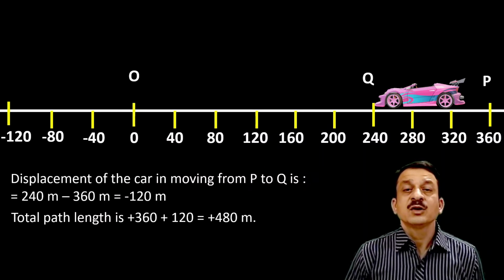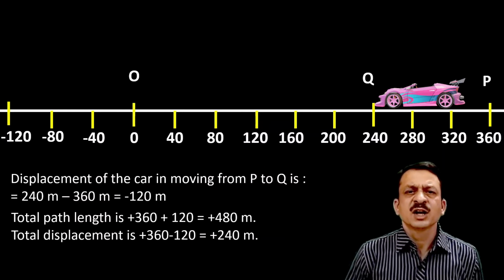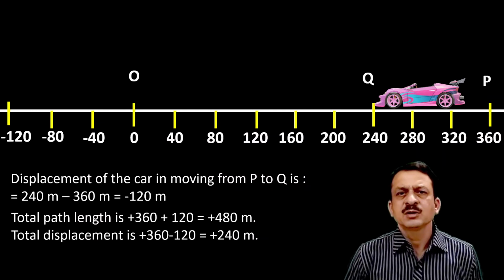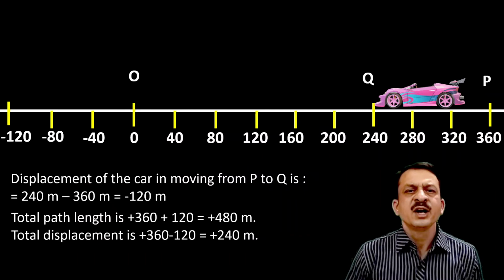Now we will calculate total displacement in moving from O to P and back to Q. From O to P and then P to Q, so 360 minus 120, that is equal to 240 meter. This can be calculated in another way. From O to Q, O is the initial point and Q is the final point. The final point is 240, the initial point is 0. 240 minus 0 is 240 meter.